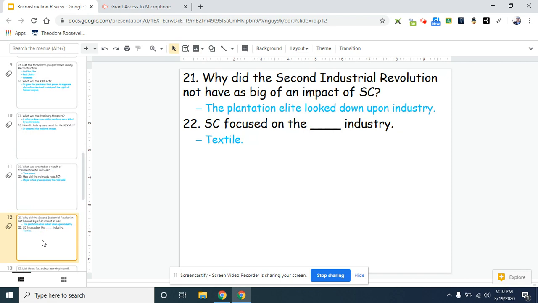So, 21. Why did the second industrial revolution not have as big of an impact on South Carolina? The plantation elite looked down upon industry. So we were used to that agrarian South where agriculture ruled and plant the crops, grow the crops, sell the crops. And so the second industrial revolution, it didn't really come to the South for a while. South Carolina did focus, however, on the textile industry. We'll get into that later. Probably won't see test questions on these 2.